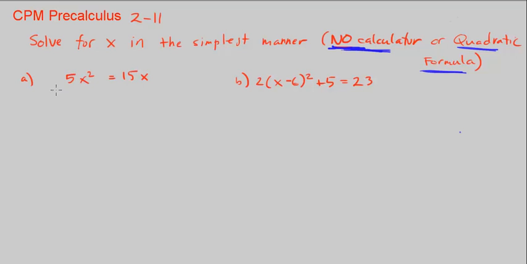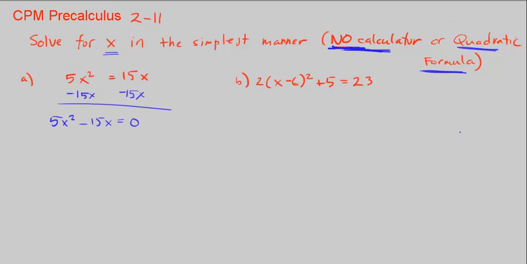Here, A, we're given 5x squared equals 15x. So when we're solving for x, a common practice is to set an equation equal to 0. Right, so first we want to subtract 15x from both sides. And then we get 5x squared minus 15x equals 0.